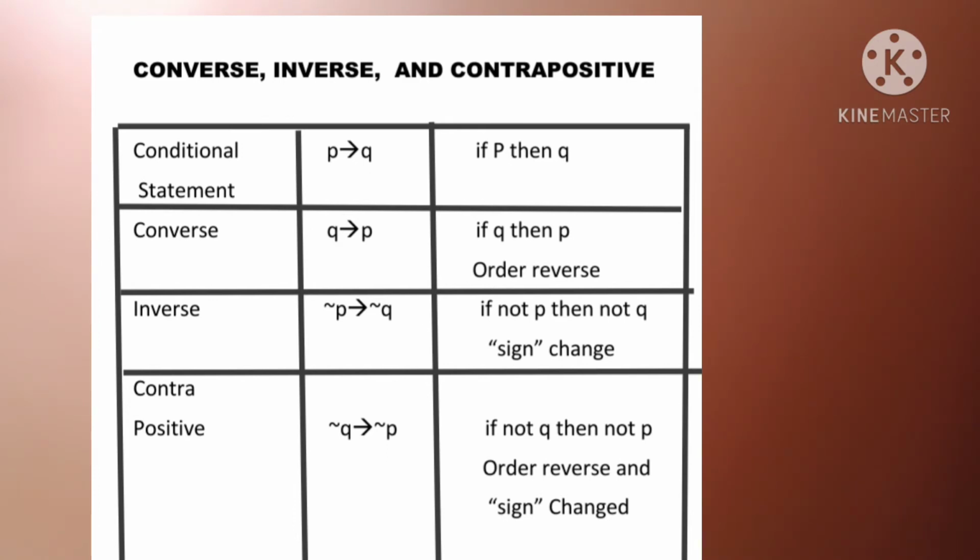Conditional statement. P implies Q, if P then Q. Converse. Q implies P, if Q then P, or the reverse. Inverse. Not P implies not Q, if not P then not Q, sign change. Contrapositive. Not Q implies not P, if not Q then not P, or the reverse and sign change.